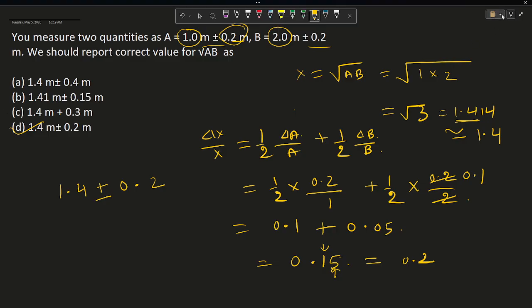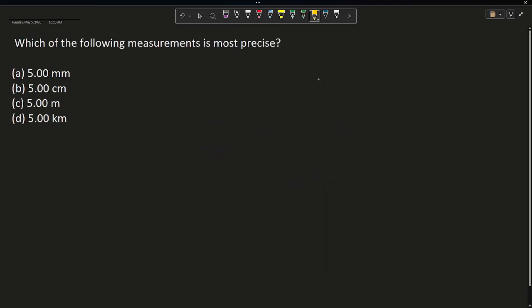Next one. Which of the following measurements is most precise? Here after the decimal, each number has only two figures, so all look the same, but the units are different. If we use the smaller unit, then we get a more precise measurement. Among these options, millimeter is the smallest unit, so the right answer will be option A.